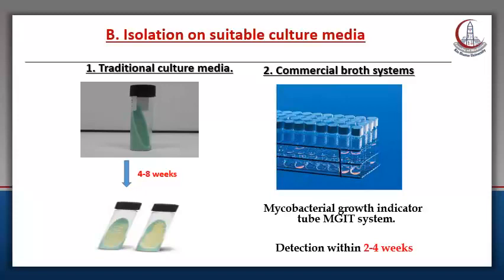The organism takes from 4 to 8 weeks to grow on these media, and there are the commercial growth systems called Mycobacterial Growth Indicator Tube, abbreviated as MGIT system. The organism takes from 2 to 4 weeks to grow on this media. The idea of MGIT is that it's formed of liquid media, as you see in the right picture, with an oxygen-sensitive fluorescent sensor embedded in the gel at the bottom of the tube. So when the organism utilizes the oxygen in the media by multiplication, the sensor at the bottom of the tube fluoresces and appears under the ultraviolet light.